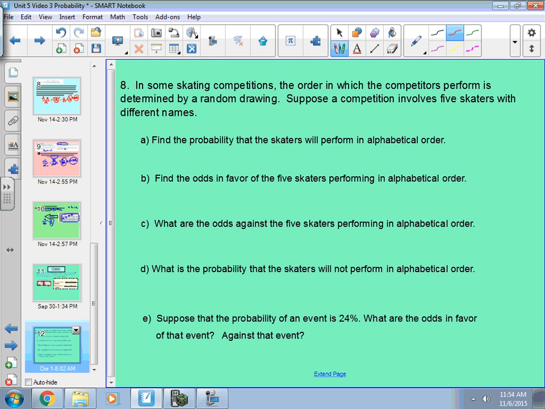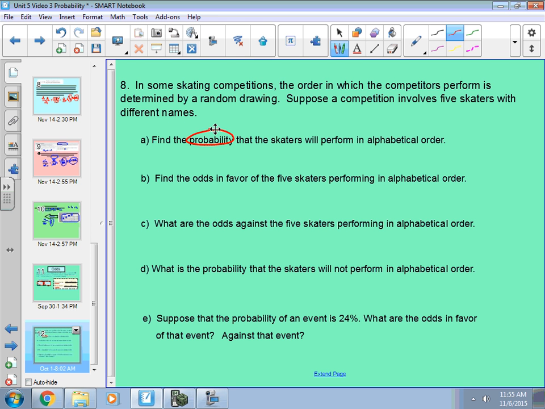Number 8. It says in some skating competitions, the order in which the competitors perform is determined by random drawing. Suppose the competition involves 5 skaters with 5 different names. Find the probability the skaters will perform in alphabetical order. Okay, so here they said probability, so we want to do a probability problem here. What's the chance that they're in alphabetical order?